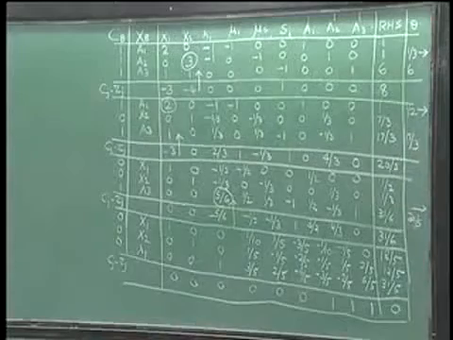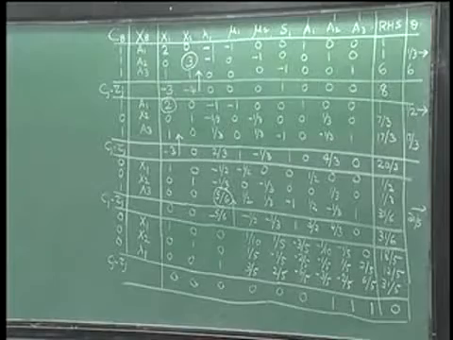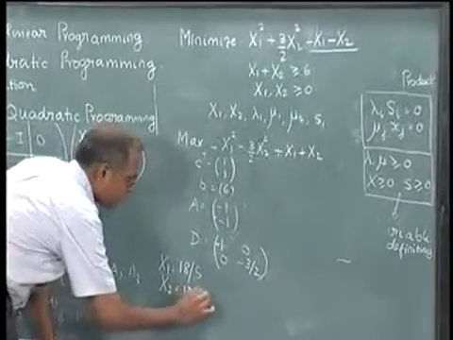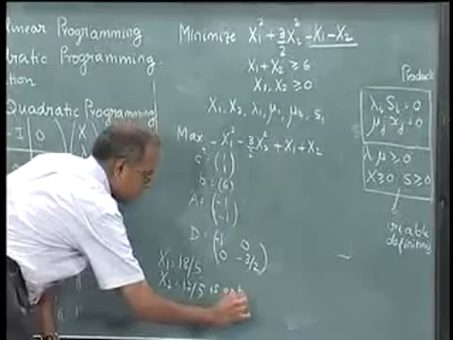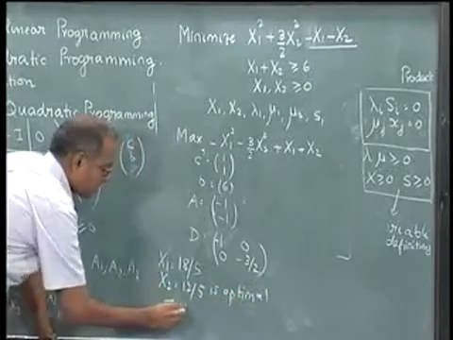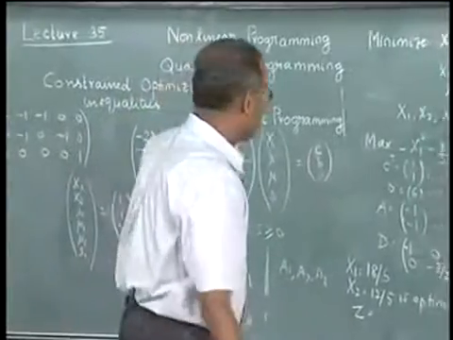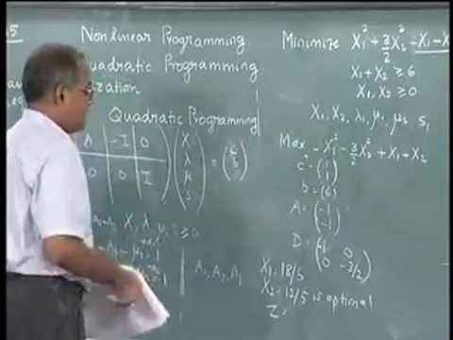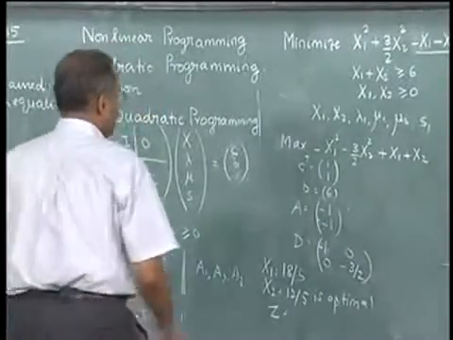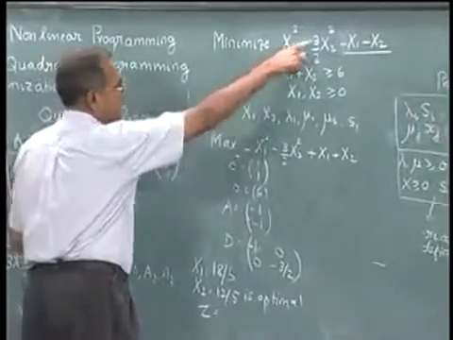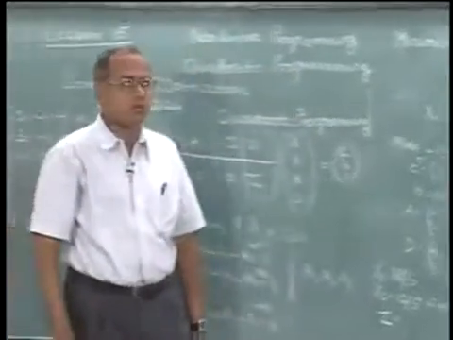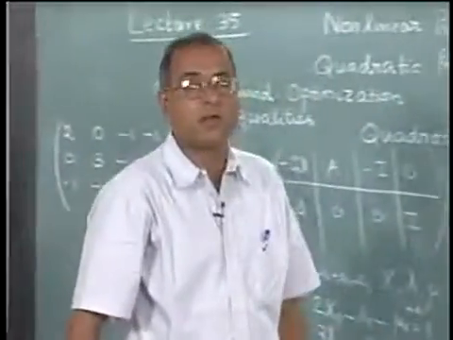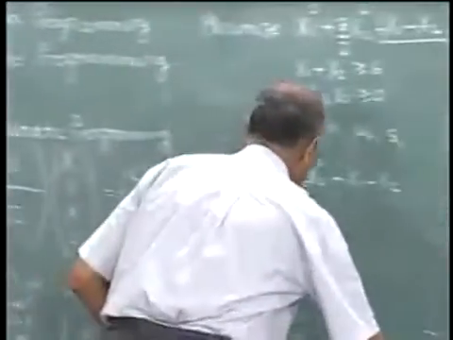Therefore the solution that we have here, with x1 equal to 18 by 5 and x2 equal to 12 by 5, is optimal with respect to the given quadratic programming problem, and the corresponding z can be calculated for these values. So that's how the quadratic programming problem is solved. We can go back and calculate z for x1 square plus 3 by 2 x2 square minus x1 minus x2 and get the corresponding value of the objective function. So this is how the quadratic programming problem is solved to optimality.